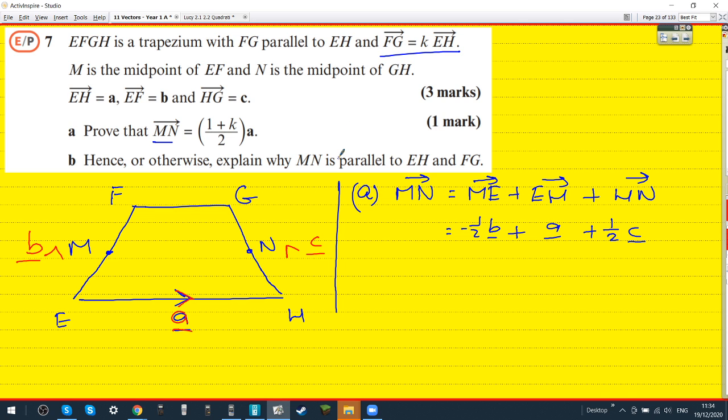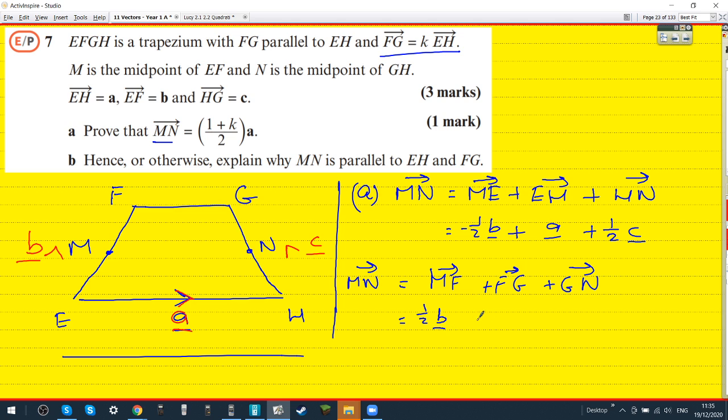Let's take the other route. MN equals half EF, then FG, and then GN. So M to F, F to G, and then G to N. What is that? That'd be half B plus KEH minus a half C.